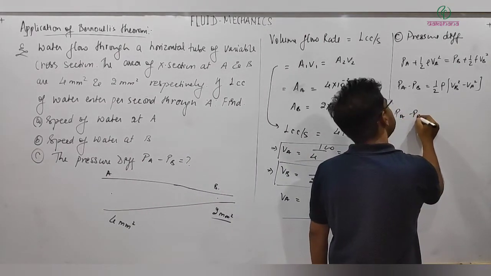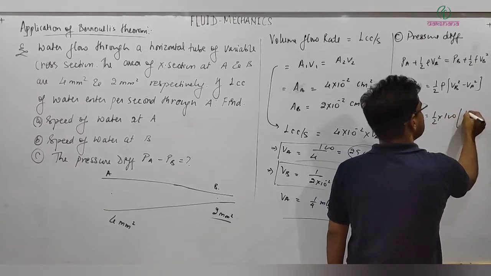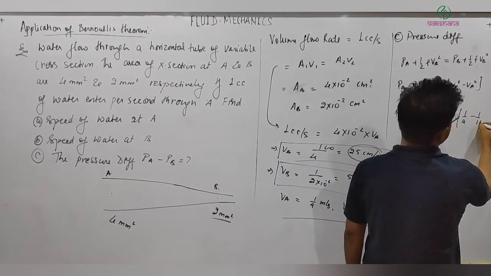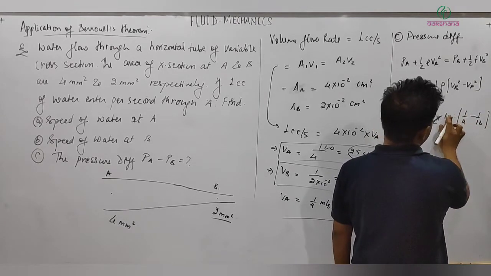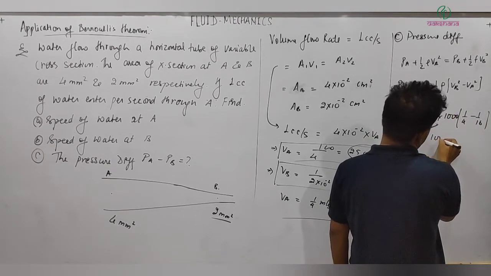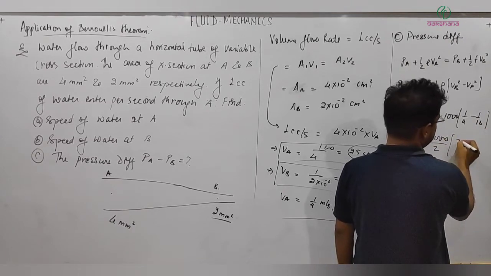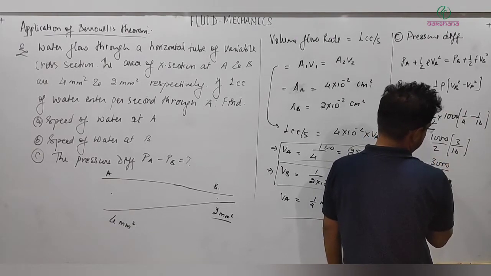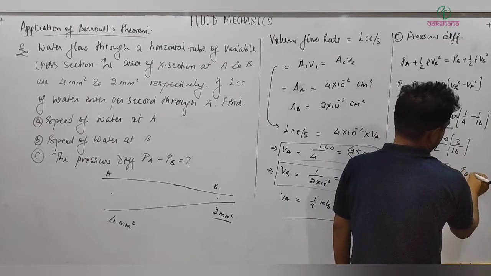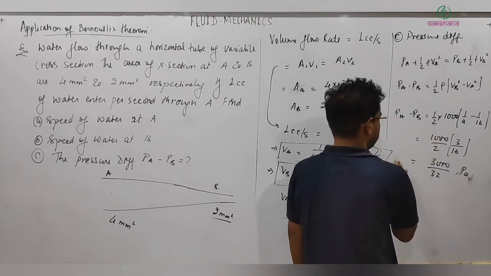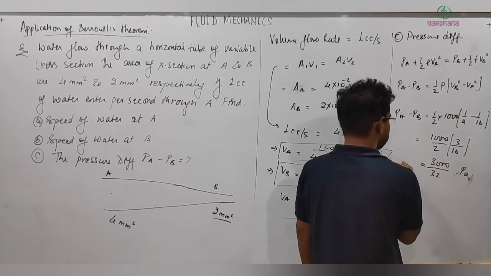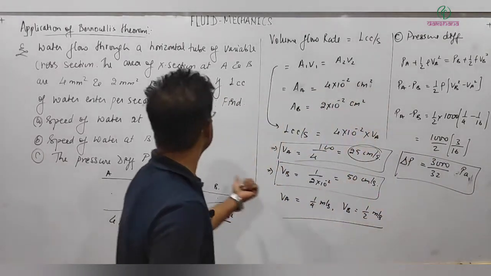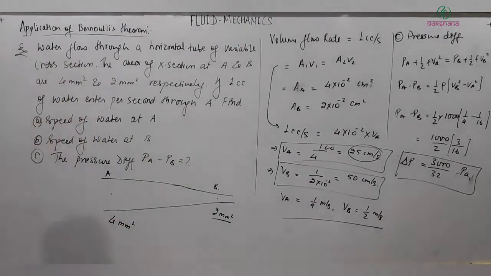So PA minus PB is coming out to be 1 by 2 into 1000 into, 1 by 2 whole square for VB minus 1 by 4 whole square, that is 1 by 16. Simplifying it, 1000 divided by 2 into 3 divided by 16, that is 3000 divided by 32, this is in Pascal. So that is the delta P, the pressure difference. We can even simplify it further also. This is all simple application of the concept. Let's see more.